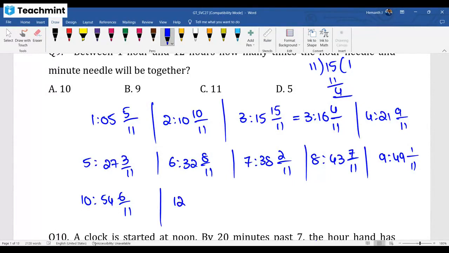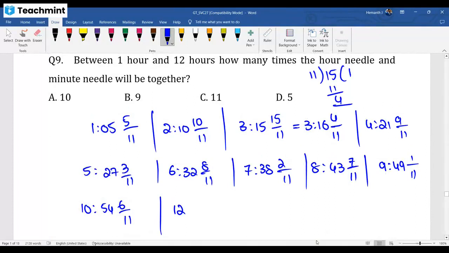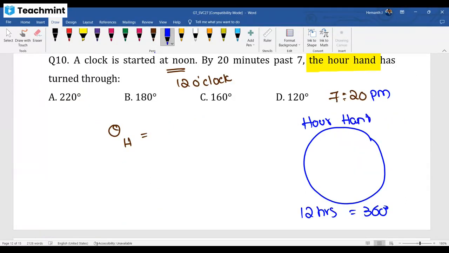12 o'clock. But they're asking between, which means we cannot consider 12. When there is the word between, don't consider this 12. So 11 times? No, not 11, here it is 10 only, right? 1, 2, 3, 4, 5, 6, 7, 8, 9. To complete one round, one full cycle, requires 12 hours. One full cycle means 360 degrees, right?